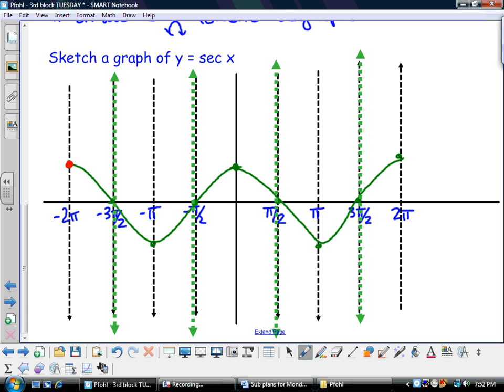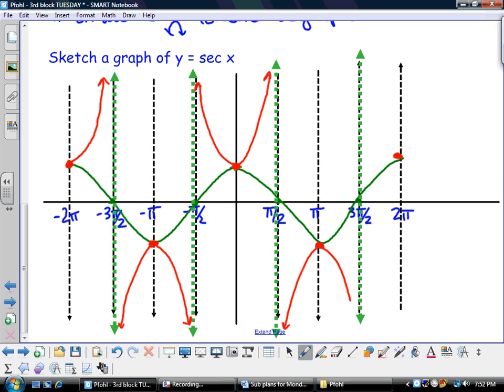Step 3, put dots at the maximum and minimum points. And then draw in the U's towards the asymptotes, going from those maximum or minimum points up towards the asymptotes and down towards the asymptotes. Those red lines are the lines that represent the secant graph.